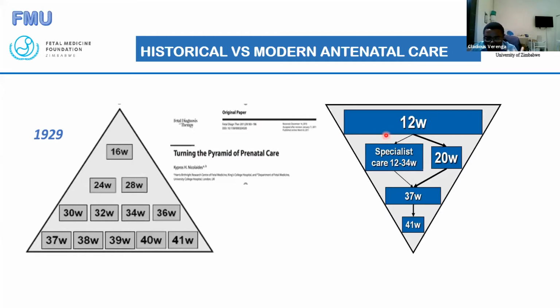So some may argue and say, our women in our region will never present at 12 weeks. But I want you to be aware that it is a mindset, because even when Professor Kypros Nicolaides started the idea of women coming at 12 weeks, people were arguing with him that no one will come at 12 weeks. But as we are speaking, in most of the progressive world, women actually present at 12 weeks to have their pregnancy looked at, dated, and offered screening for aneuploidy.